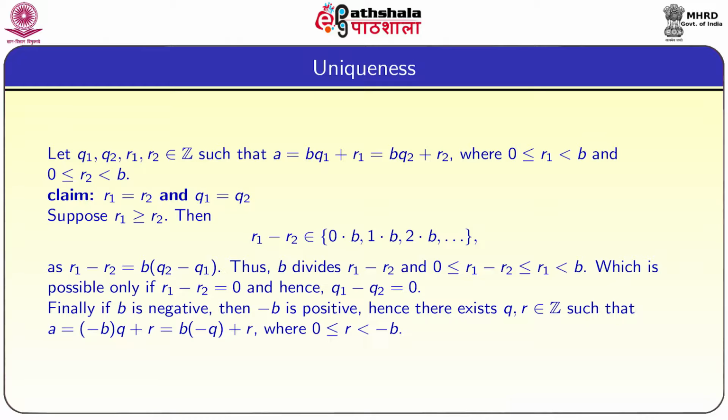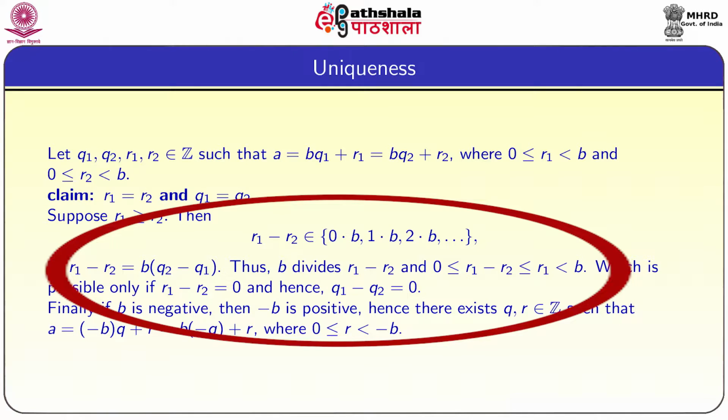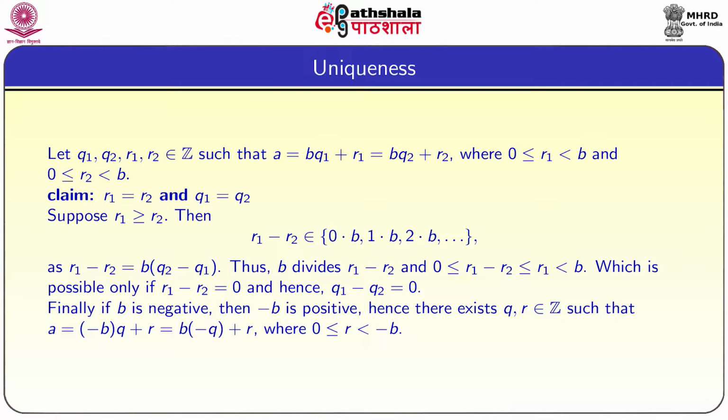So, we will assume that r1 is greater than or equal to r2, then from the equations a is equal to bq1 plus r1 and bq2 plus r2, r1 minus r2 becomes a multiple of b, that is r1 minus r2 is equal to b into q2 minus q1. So, r1 minus r2 belongs to {0 into b, 1 into b, 2 into b and so on}. Thus, b divides r1 minus r2, and 0 is less than or equal to r1 minus r2 is less than or equal to r1, which is less than b, which is possible only if r1 minus r2 equal to 0. Hence, we also get q1 minus q2 equal to 0.